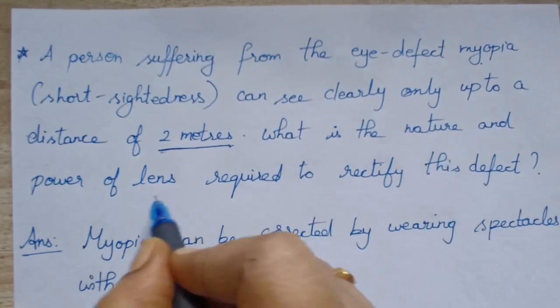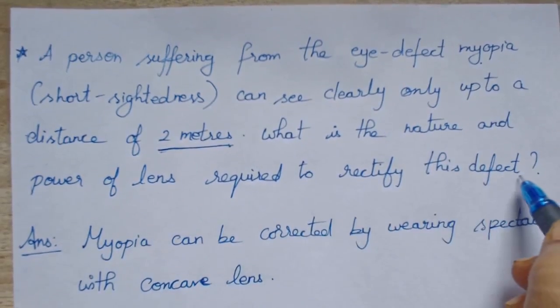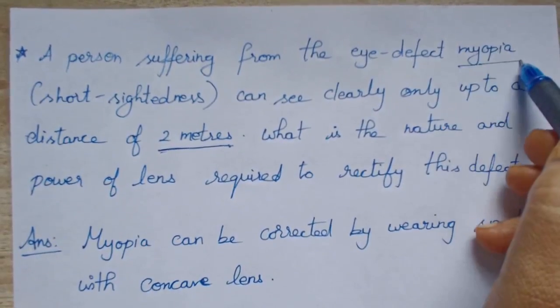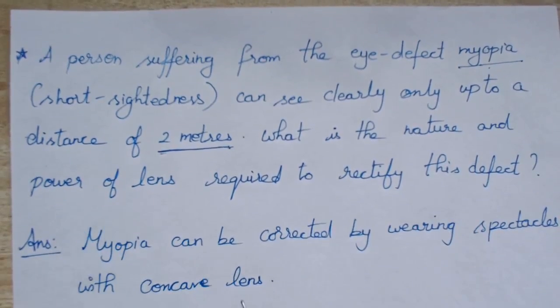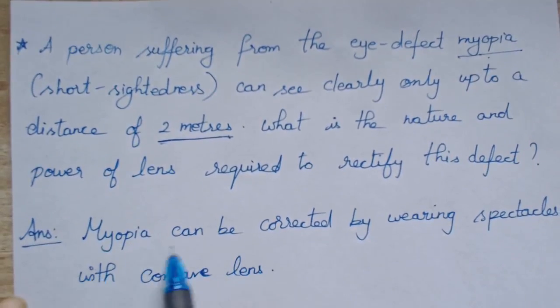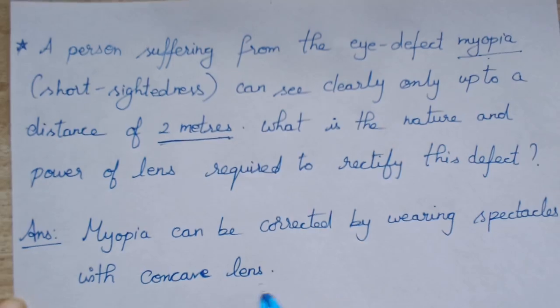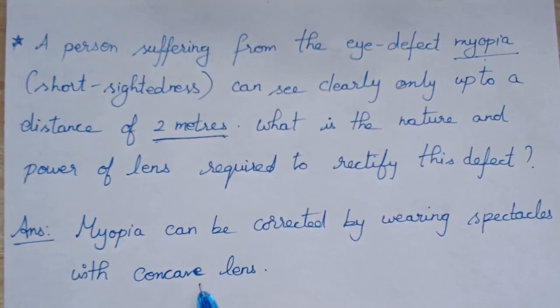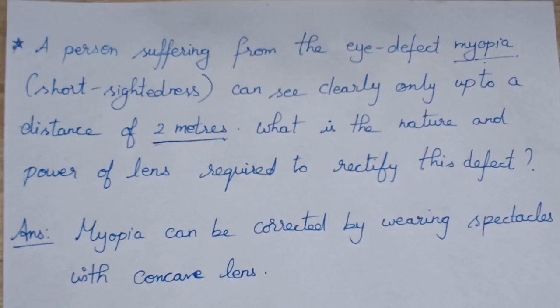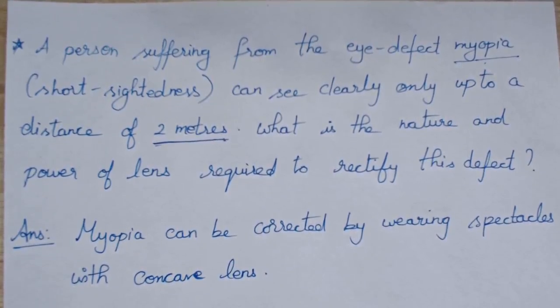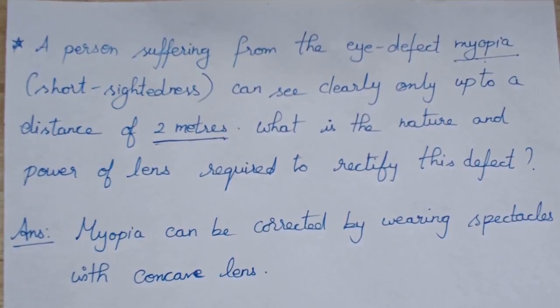What is the nature and power of the lens required to rectify his defect? Since it is myopia, you know that you have to use a concave lens. But we are asked to find the power of the lens also. So myopia can be corrected by wearing spectacles with a concave lens, and we need to find its power. Before that, we need to find the focal length. Power is inversely proportional to the focal length. So first, using the data, we find the focal length of the lens, then we can find the power of the lens required.